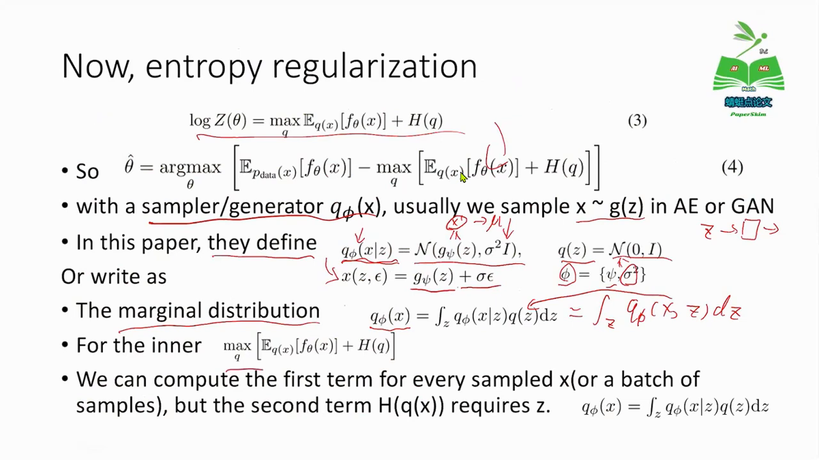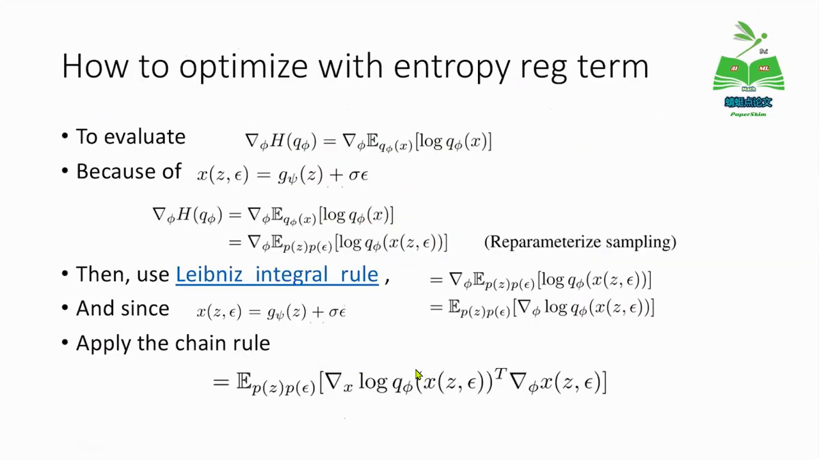So we can see for this part, we can compute the first term easily, because after we get the sampled X, for every batch of samples, we can directly compute it and update it. But the H(Q) term is still hard to compute because it requires Z, it requires the integration over all the Z. So how do we optimize with the entropy regularization term?